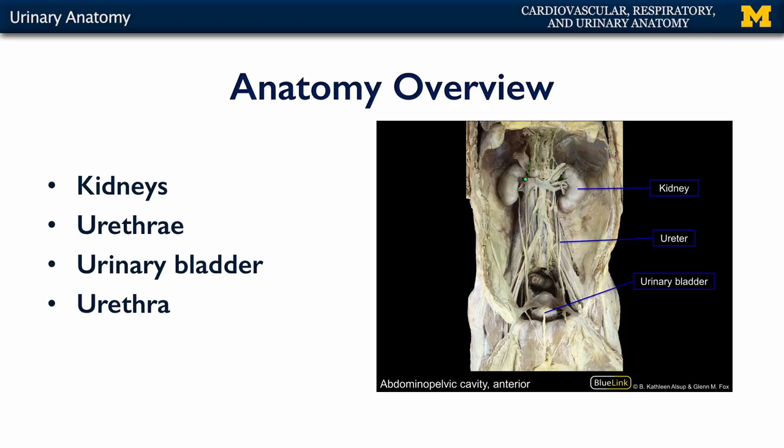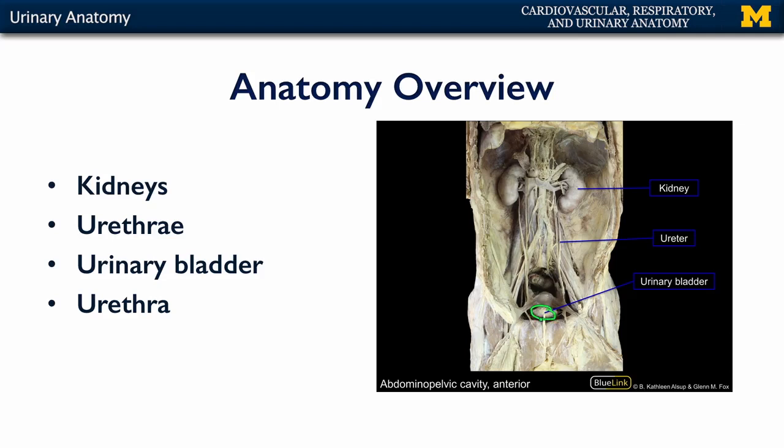Now, the kidneys are the dynamic filters of the blood, and they produce the urine, which is conducted down from the kidneys, down the abdominal cavity, over the surface of the psoas major muscles, and into the pelvic cavity, posterior to the urinary bladder.